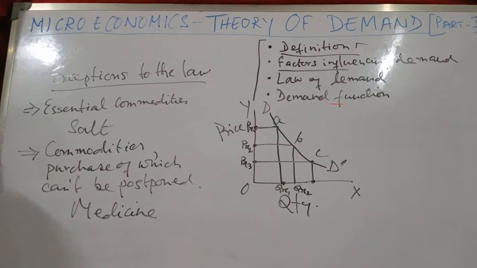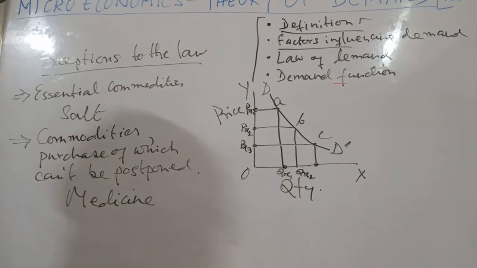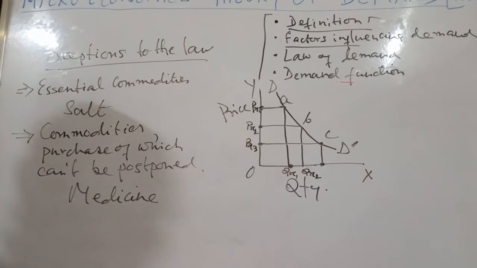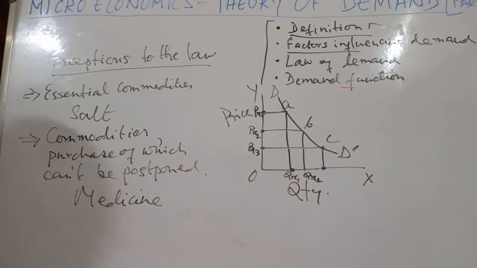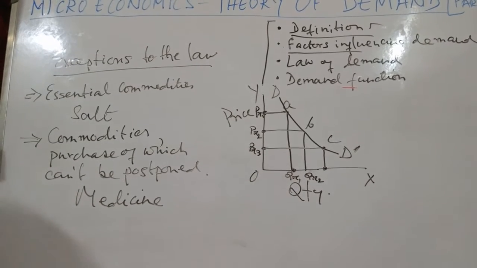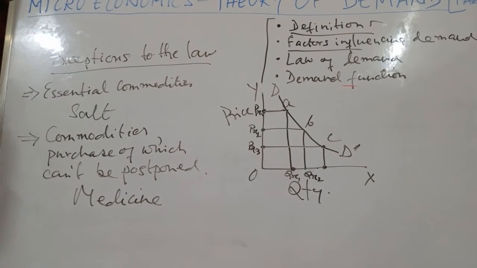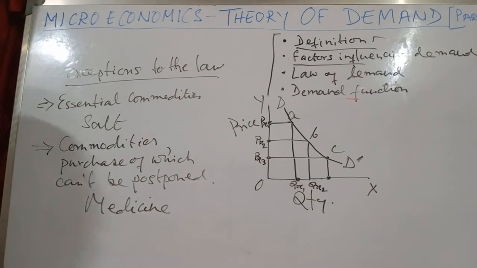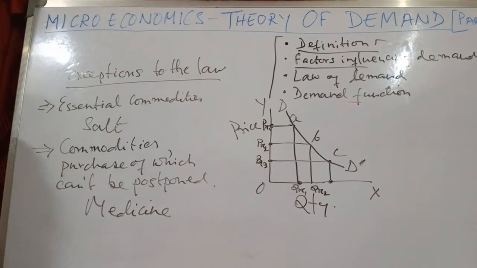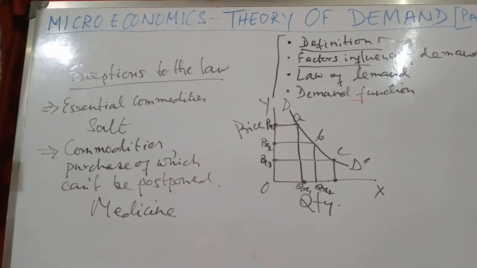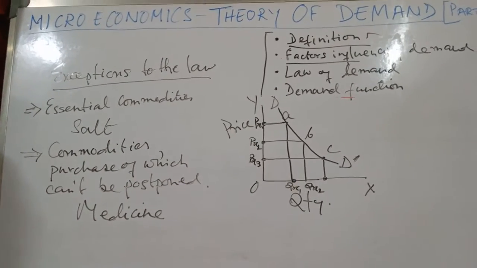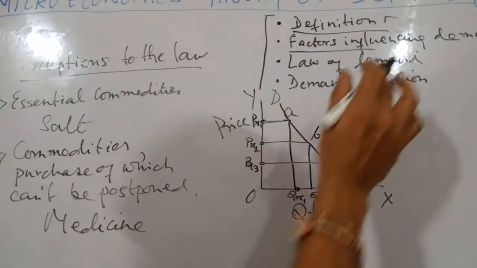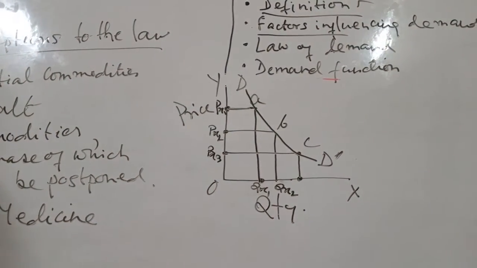That means even if price of medicine increases or price of medicine falls, the patient will consume the medicine as prescribed by the doctor. He cannot reduce or increase. If price of medicine falls, no patient will consume more of the medicine, isn't it? So commodities whose purchase cannot be postponed do not follow the law of demand. Right?